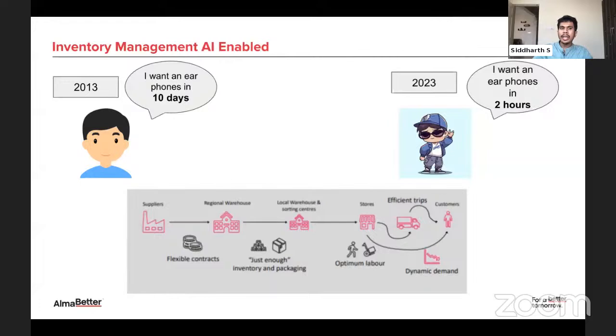And this is the AI powered inventory management. So I think these are more or less the areas which I wanted to cover. If you have observed, AI is almost used in every aspect. We have seen in Netflix, it is used even for the poster recommendations.